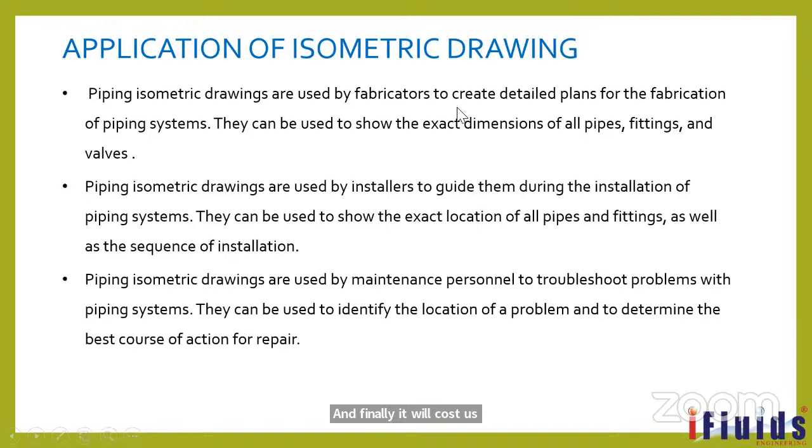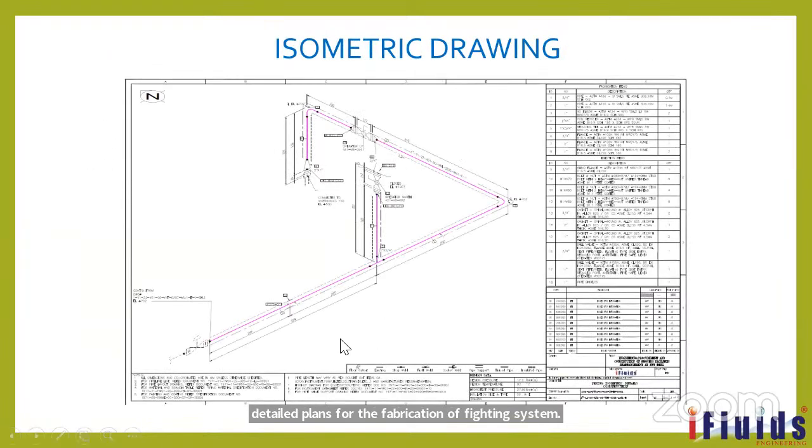So what is the application of the isometric drawing? It is a drawing used by the fabricators to create detailed plans for the fabrication of the piping system. Another thing I want to mention here is that in the isometric drawing itself, we will be mentioning the field joints also. Let's say in this isometric, how many joints are there? 1, 2, 3, 4, 5, 6, 7, 8, 9, 10, 11, 12 joints are there.